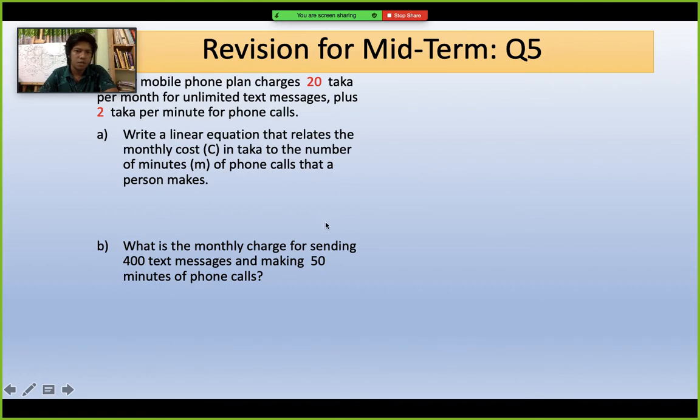This is this kind of math also. See, just only A, B part we have here, not C part. So 20 taka per month for unlimited text messages and 2 taka per minute for the phone calls. So basically 2m plus 20. C equals 2m plus 20, where C is the cost and m is the number of minutes. And for 50 minutes, you put m equals 50. Then you just do the calculation for this given question.